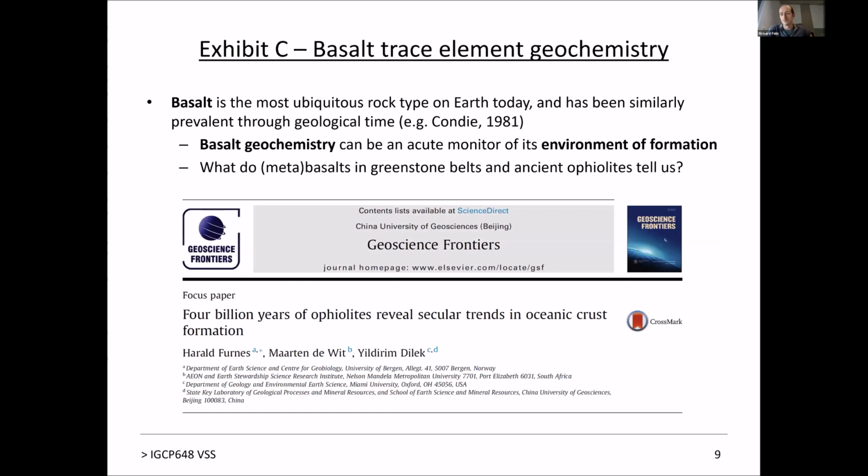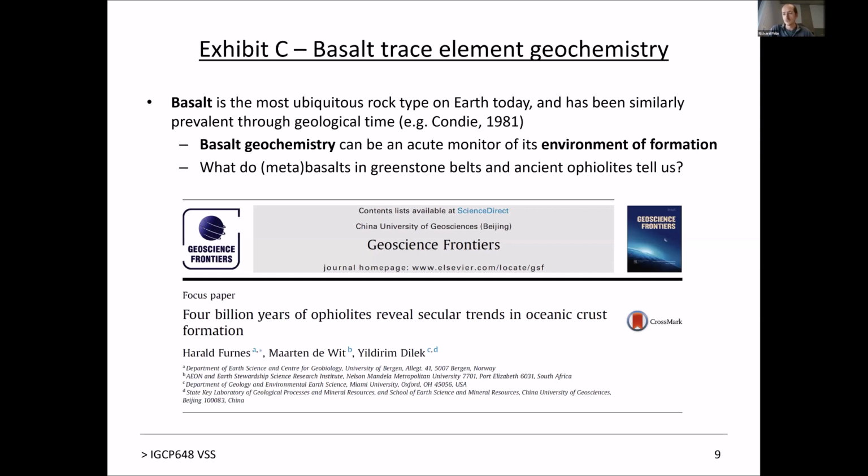Exhibit C would be basalt trace element geochemistry. So we're sticking with the petrology, the geochemistry. Ross will do some more tectonics in a second. Basalt is extremely abundant on the Earth's surface today and makes up the entire surface of the ocean floor. And Ken Condie's work in the past has shown that it's actually quite prevalent in the geological record too. You would like to use the trace element geochemistry compositional characteristics of basalt in modern day terrains to try and work out where the basalt formed.